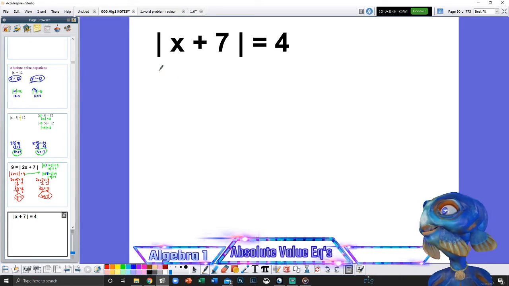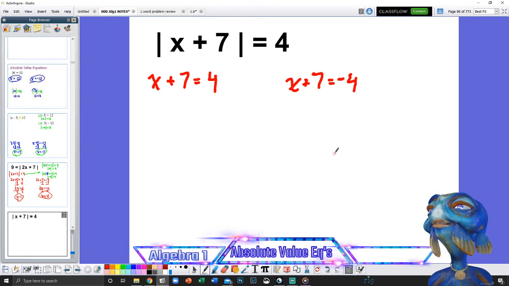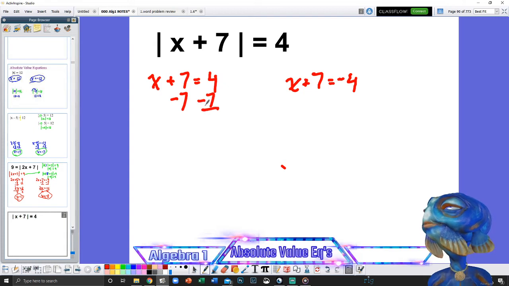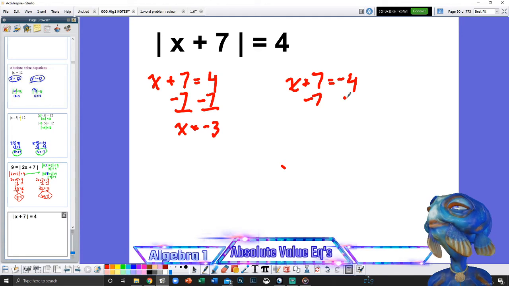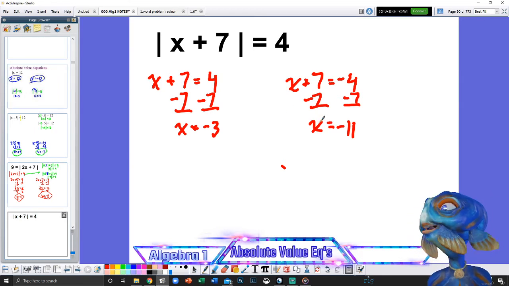Alright, it looks like you've got this. The absolute values are all alone, so I copy it twice. Once there, once there. The second time I change it to a negative. Then I solve. So here I subtract 7, I get negative 3. Here I subtract 7, I get negative 11. Remember, if you get the same answer for both of these, you probably screwed up. Sometimes it happens, but very rarely.